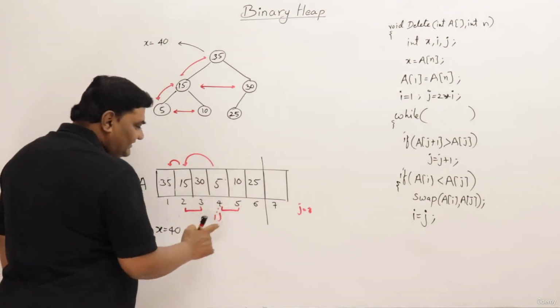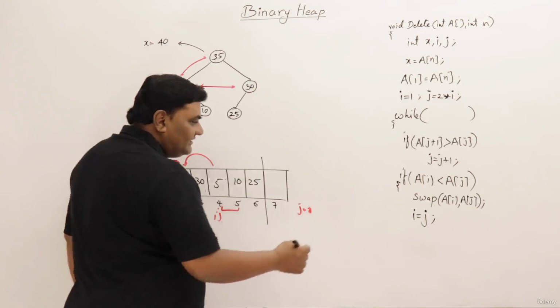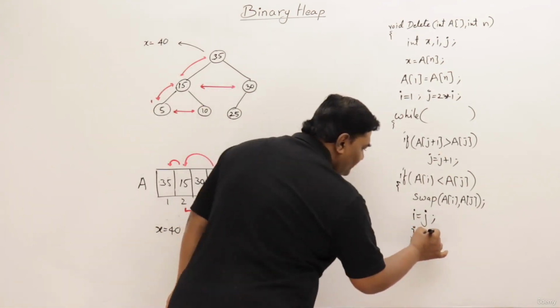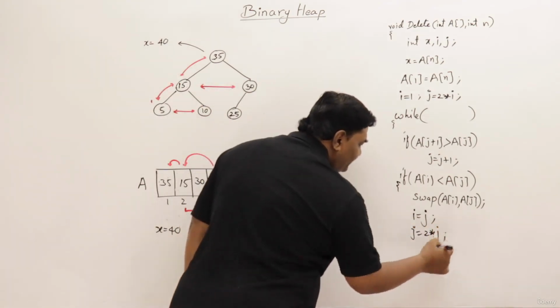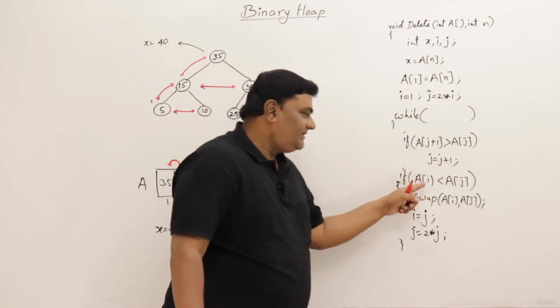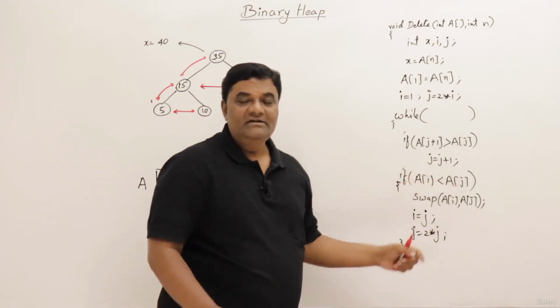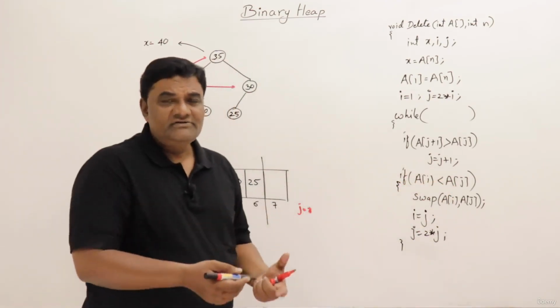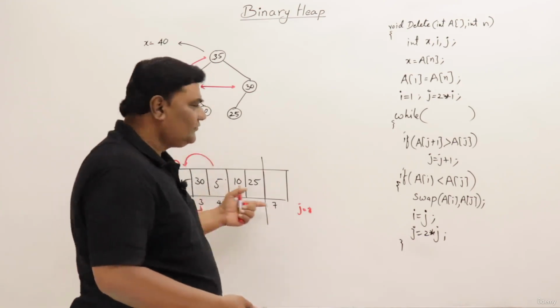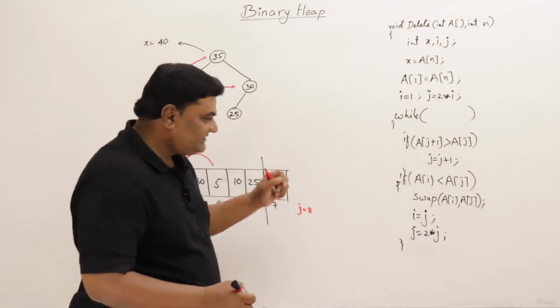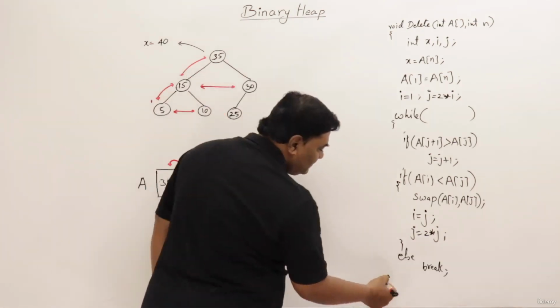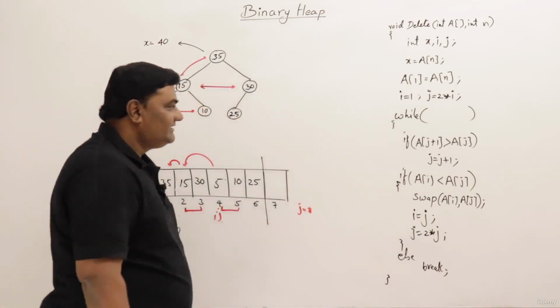Elements are swapped, then j should go to its left child. So j should move on to 2 into j. If the parent element is not less than the child element, if it is greater or equal, then we don't have to swap and we don't have to go further. Stop. So I will say break. That's all. These are the steps.